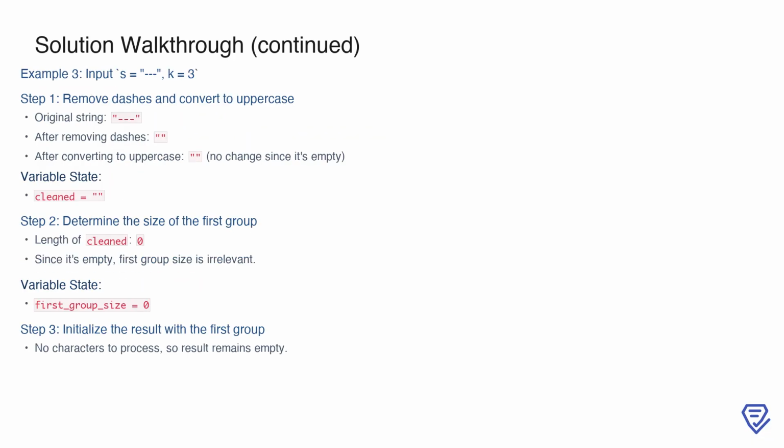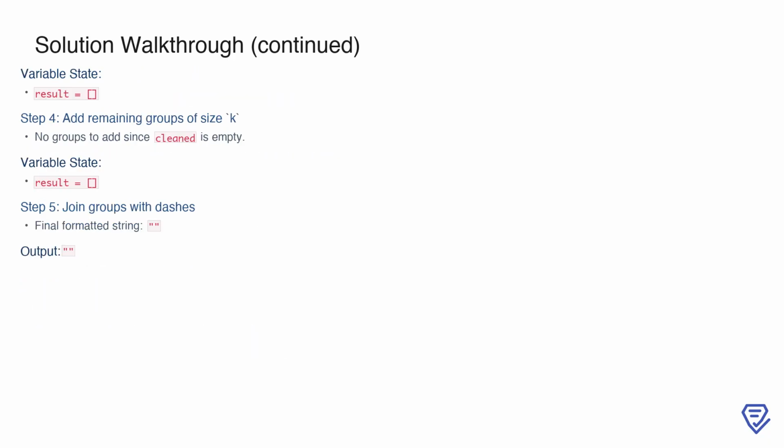In the third example, the input string consists entirely of dashes, and k is 3. The first step is to remove all dashes. Since the string consists entirely of dashes, removing them leaves us with an empty string. Converting this empty string to uppercase results in no change, so the cleaned variable remains empty. With no characters to process, the first group size becomes irrelevant, and we cannot initialize any groups. At this point, the result remains empty. Here, the result array is still empty because the cleaned string contains no characters. Since there are no groups to process, we skip directly to the final step of joining groups with dashes.